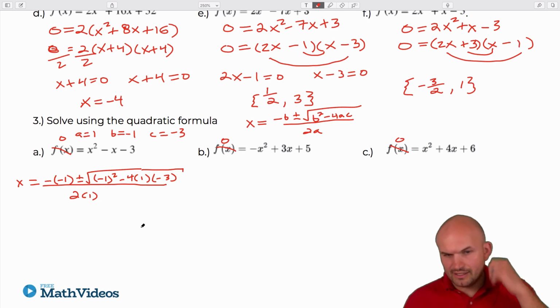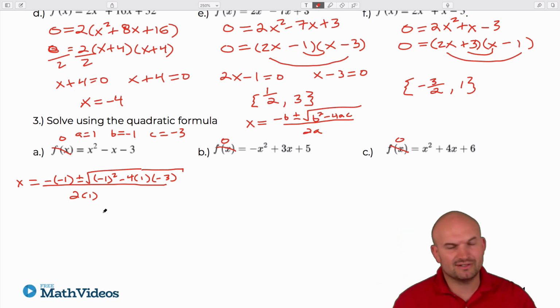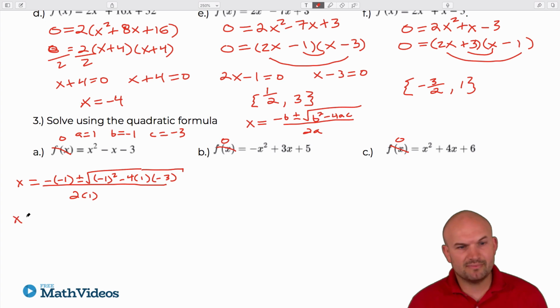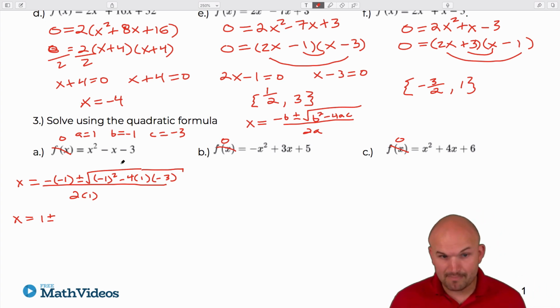Now, some people might say, well, why are you plugging in the 1? It doesn't matter. I just want to make sure you guys can, for accountability purposes, see where everything is. So let's go ahead and simplify though. So the opposite of -1 is going to be a positive 1. And then plus or minus (-1) squared is a positive 1.